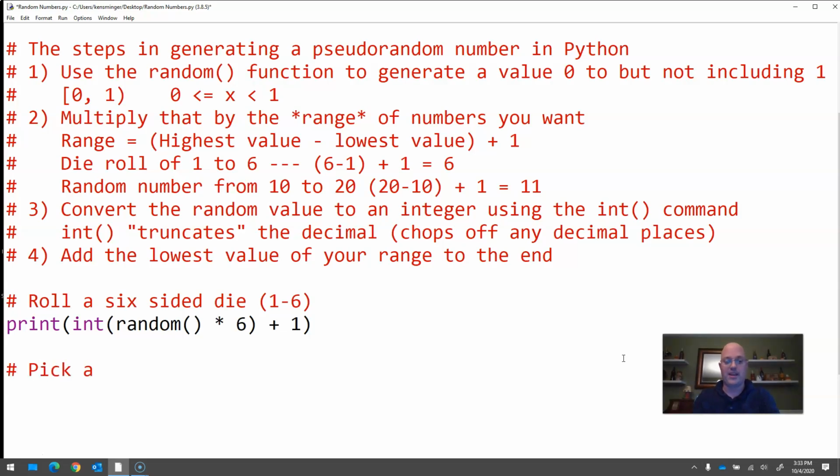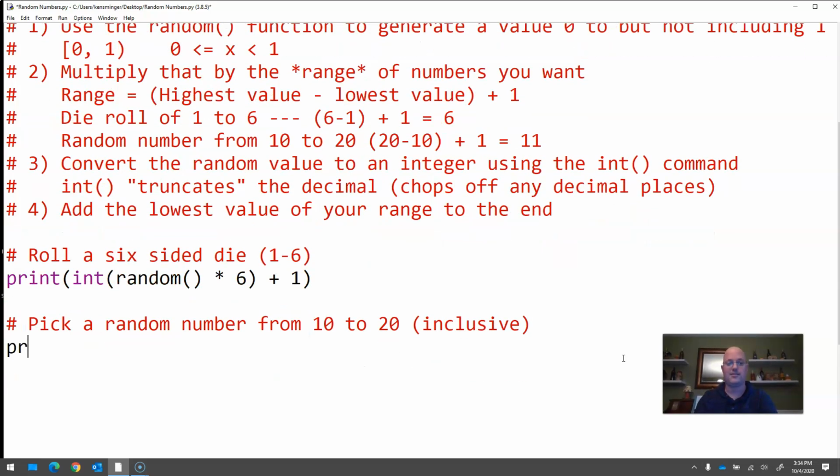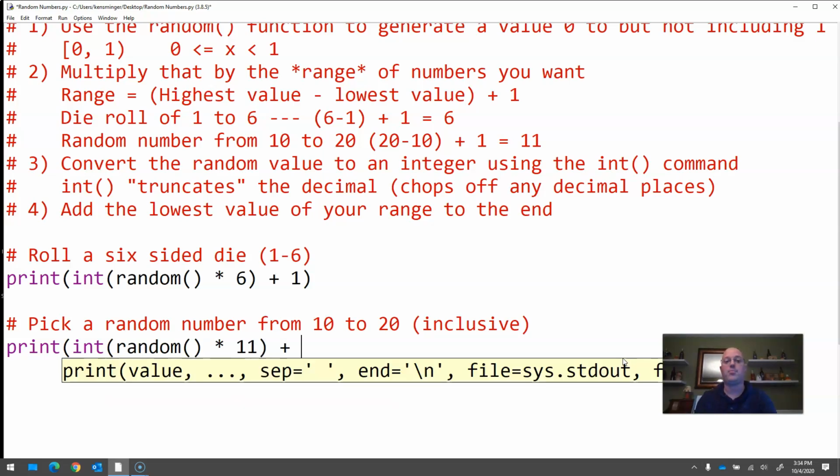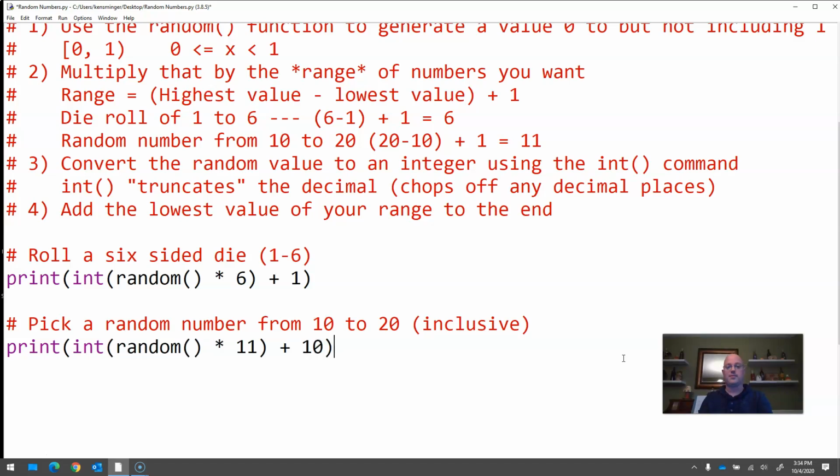What if I want to pick a random number from 10 to 20, including both, including 10 and including 20? We use the word inclusive for that. Well, for that, print int random times, again, it's not 10, it's not 20, it's 11 plus 10, parentheses. 11 because that's the range, 10 because that's the lowest number. That will give you numbers from 10 to 20. So you can do this with any range. If you have something up to something, you get this.